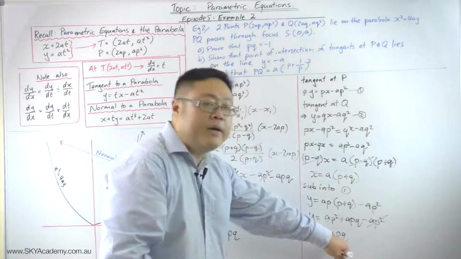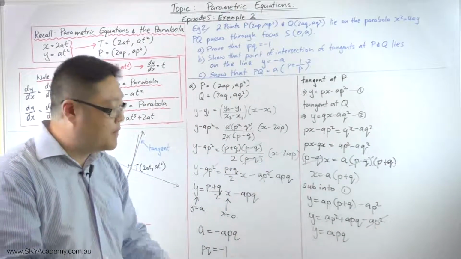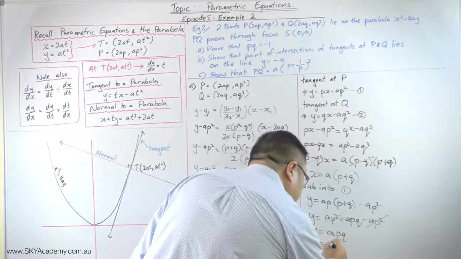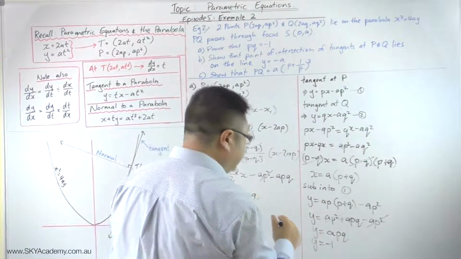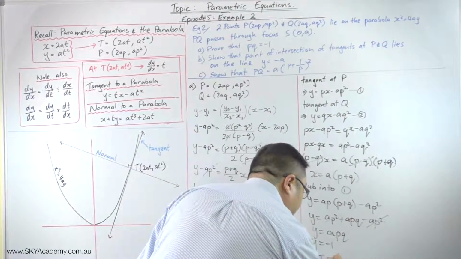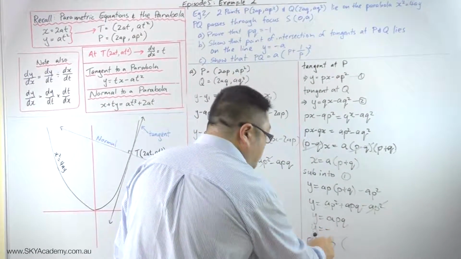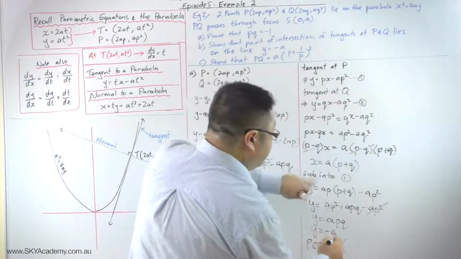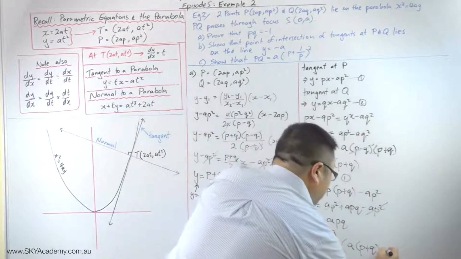Now, what did we say pq is equal to from the last example? pq is equal to minus 1. So we substitute that in, and what we end up with is y equals minus a. That leaves us with the point of intersection. The point of intersection is going to be a(p plus q) and minus a.